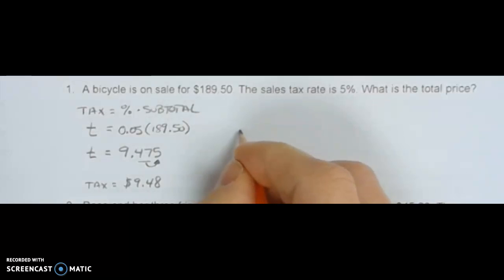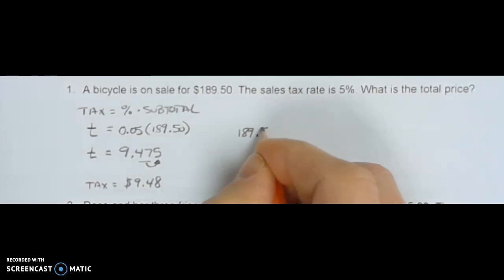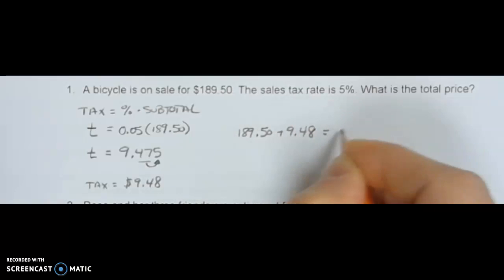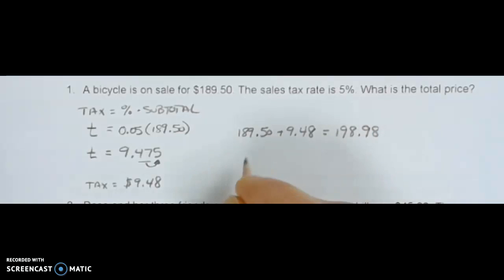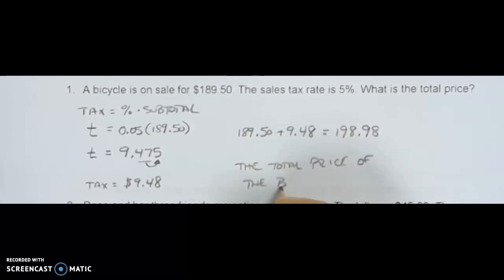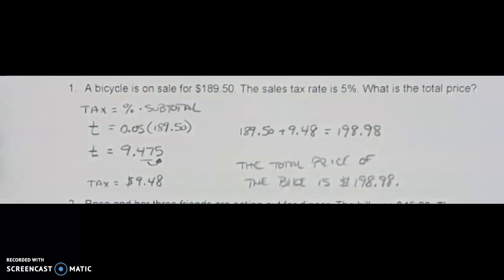Okay, and then the store is going to take the amount of tax and add it to the subtotal to get the total price. So we'll take the subtotal, $189.50, and we'll add $9.48 for the tax, which is going to be $198.98. And so we can say that the total price of the bike is $198.98.